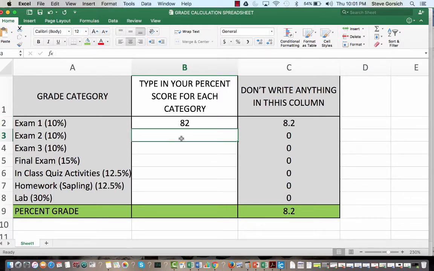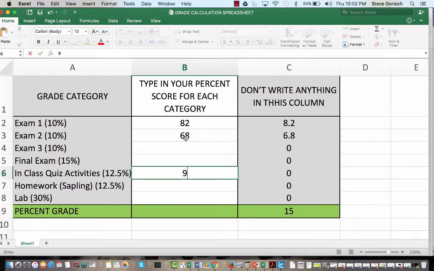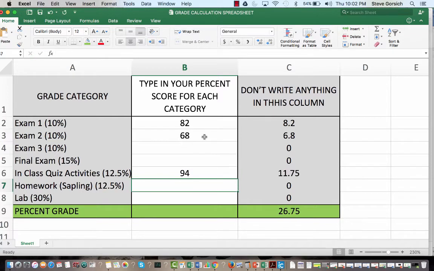Exam 2, let's say this particular student didn't do as well on this exam, and they got a 68%. Exam 3 and the final exam, we don't know yet because we haven't taken them, so we'll leave those blank for now. For the in-class quizzes and activities, let's say this particular student has done fairly well on these and has a 94%. The homework and Sapling, also, this student has done pretty well on these assignments. And let's say they have an 88%.